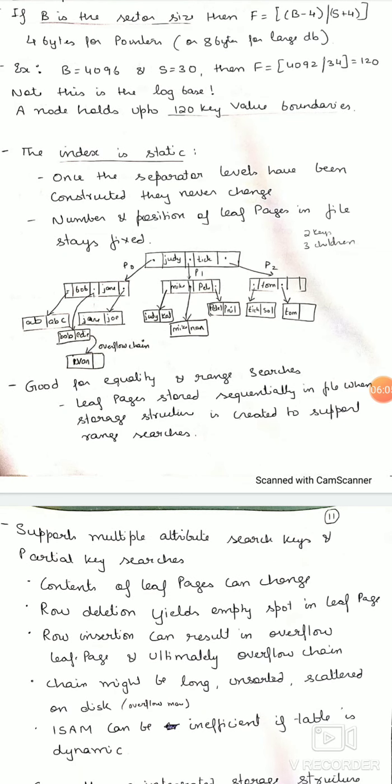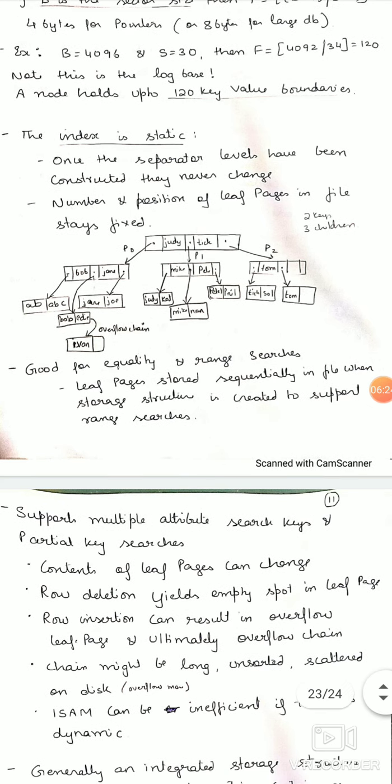The number and position of leaf pages in a file stays fixed. That is, whatever position is there. Suppose here we are going to take the alphabetical order. So whatever names are there, the positions will be fixed once they have been constructed. So this is a static structure of a separator level.